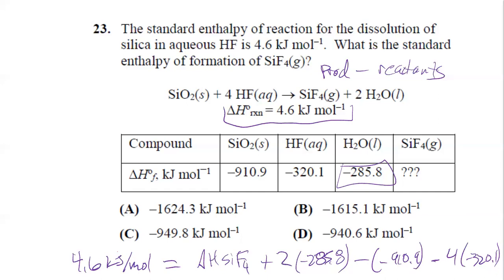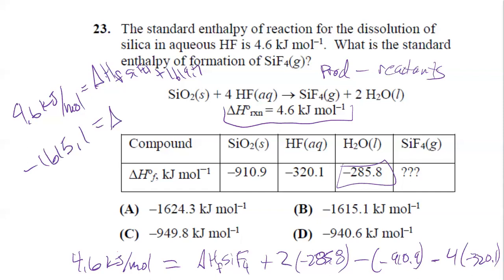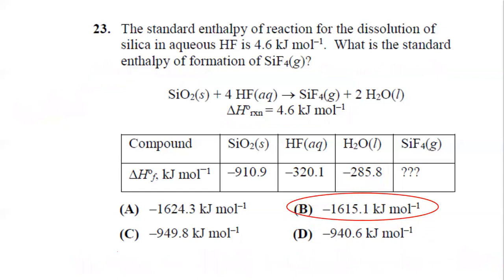And so now we're going to rearrange to solve for the delta HF of our SiF4. So I'm going to consolidate. I take 2 times negative 285.8, subtract from that negative 910.9, and subtract from that 4 times negative 320.1. And so I'm getting 4.6 kilojoules per mole is equal to the delta H of formation for my SiF4 plus 1619.7. When I take 4.6 and subtract that from it, I get negative 1615.1 is equal to my delta HF, which can be my answer.